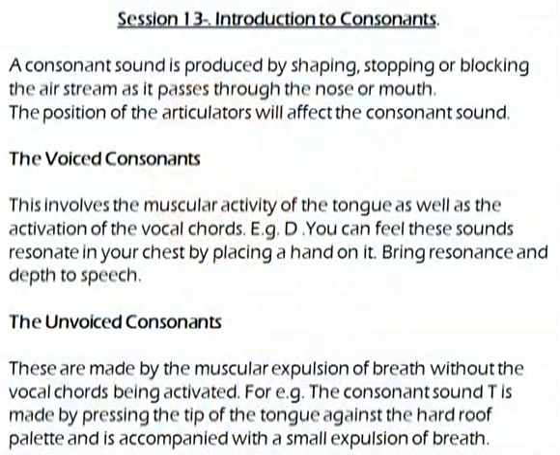But what are consonants? As you can see on page 30 in your workbooks, Introduction to Consonants, it says a consonant sound is produced by shaping, stopping, or blocking the air stream as it passes through the nose or mouth. Yes? The position of the articulators will affect the consonant sound. Now, what are articulators? Articulators are nothing else but what obstruct the sound. Okay? For example, voiced consonants and unvoiced consonants is what we are looking at here.